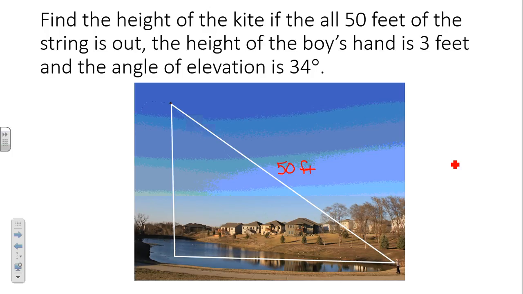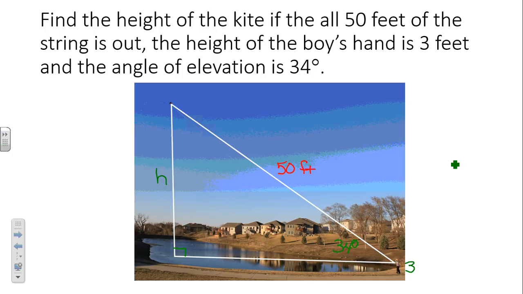And so this angle was 34 degrees, and we want to know the height of the kite. That was supposed to be a 90-degree angle exactly. I tried to superimpose that. And he was holding it 3 feet above the ground. Yep, we'll have to have h plus 3 when it's all said and done. Okay, so what part are we missing? Yeah, the angle is 34, right? It was given, and the height is what we're looking for, right?